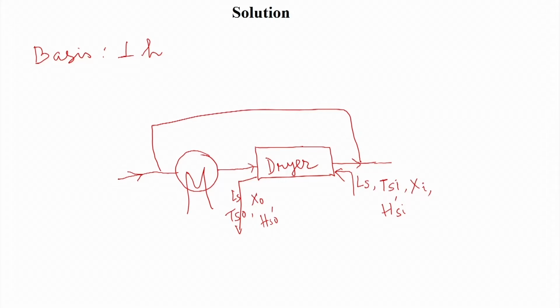The heater takes QH amount of heat to heat the drying medium. Whenever it enters the dryer, the flow rate of this hot air will be Gs2, the temperature will be Tg2, the humidity will be Y2, and the enthalpy will be Hg2 prime.